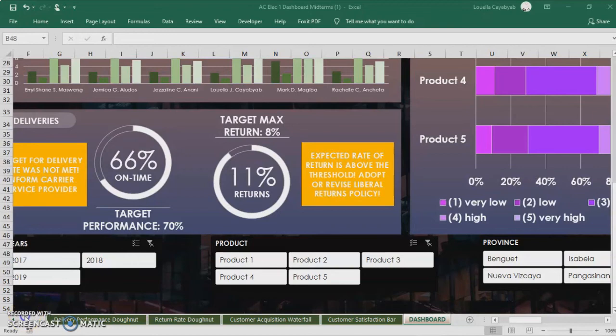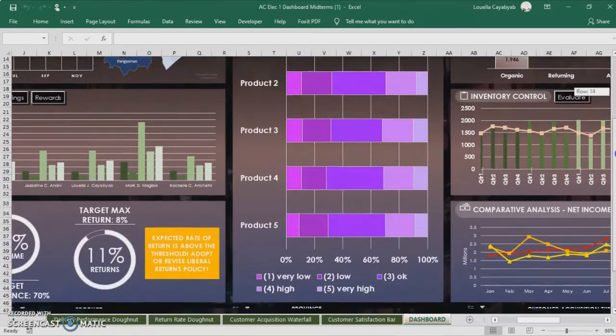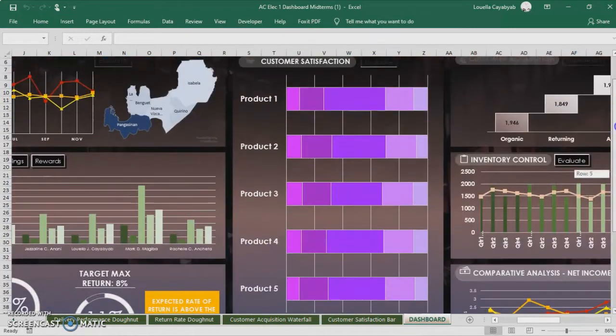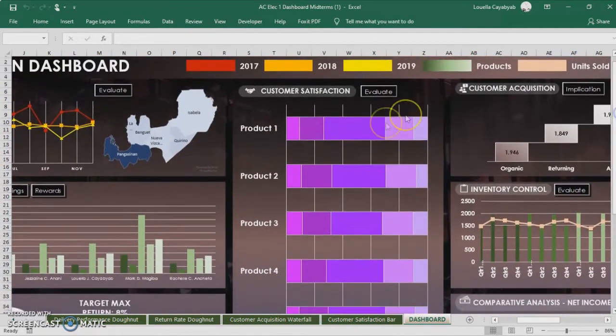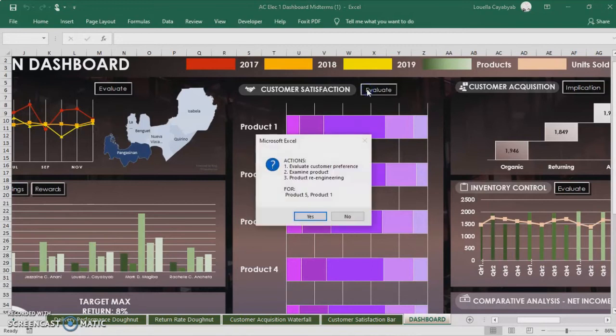Lastly, for customer satisfaction, whenever customer ratings of very low exceed the 10% tolerance threshold and the combined low ratings for such a product total 30%, the system prompts for an action. Here, the dashboard would indicate the products that are more likely to undergo improvement and re-engineering.